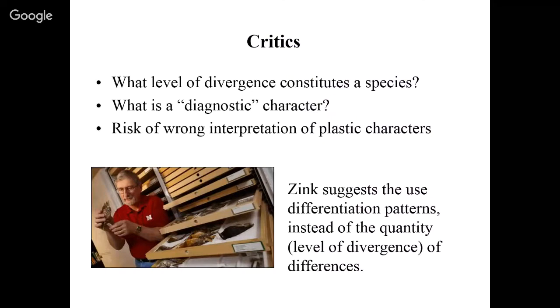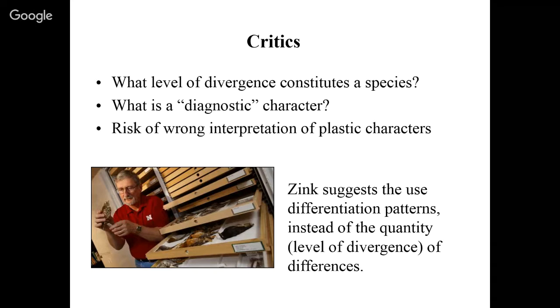Okay, but also, as with the other concepts, the phylogenetic species concept presents some critiques. For instance, what level of divergence constitutes species? What is a diagnostic character? And what about the risk of wrong interpretation of plastic characters? Although Sink has suggested the use of differentiation patterns instead of the level of divergence, my opinion is that the phylogenetic species concept is the one that better explains the process and patterns of organismic evolution. Although, again, I repeat, this is just my own opinion.